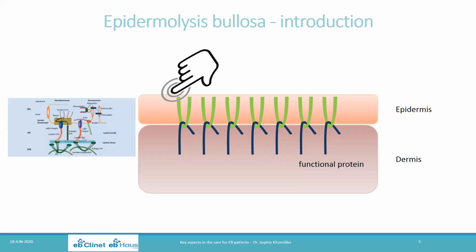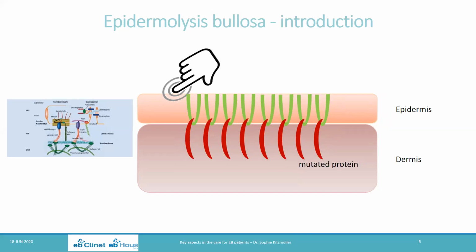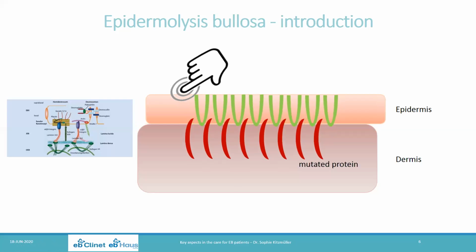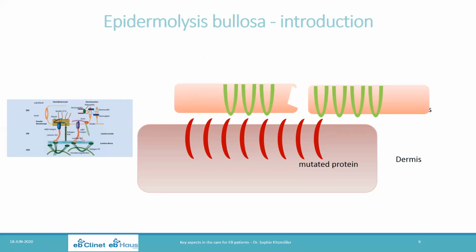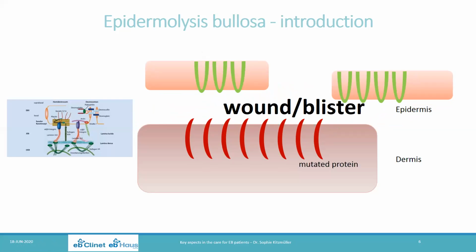The problem is, if you have a mutation in a gene sequence, what happens is something like this. So either you have a total lack of a protein, it can be either the upper or the lower part, or you have a mutated protein which looks different than the so-called wild type form. And as you can see here already, this part of this mutated protein lacks this anchor portion, and can therefore, as you will see now, not really fulfill its function. And if you apply shear forces, the upper and the lower part of the skin will separate, and this leads then to a wound or blister formation.